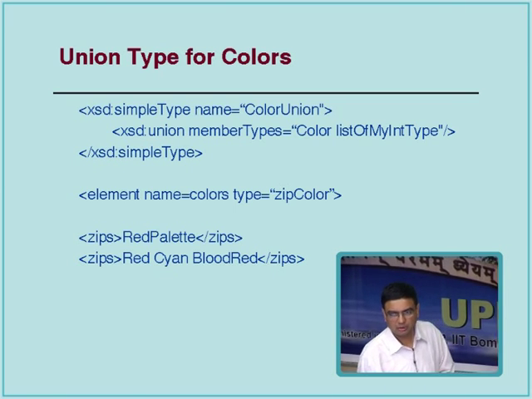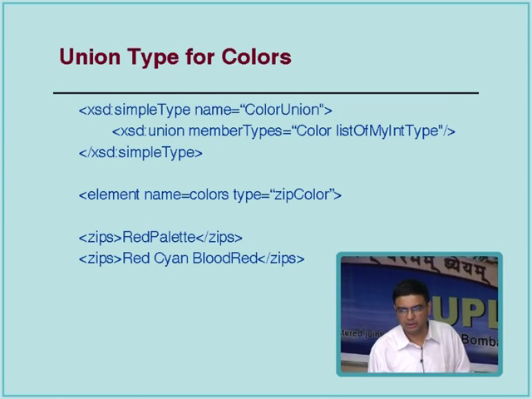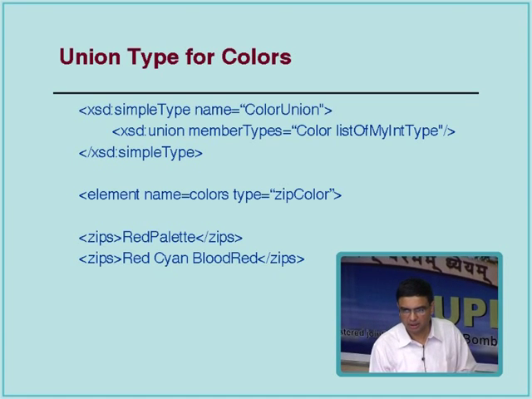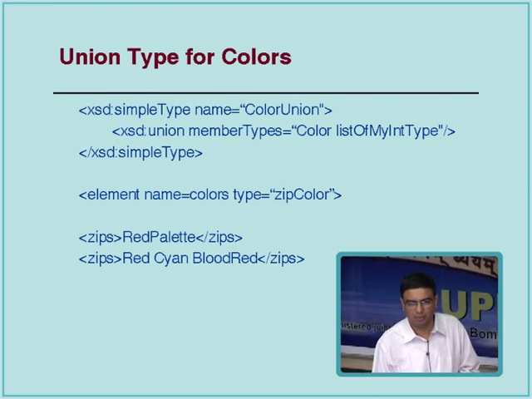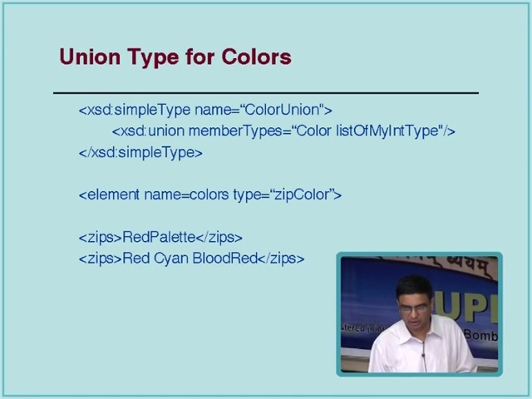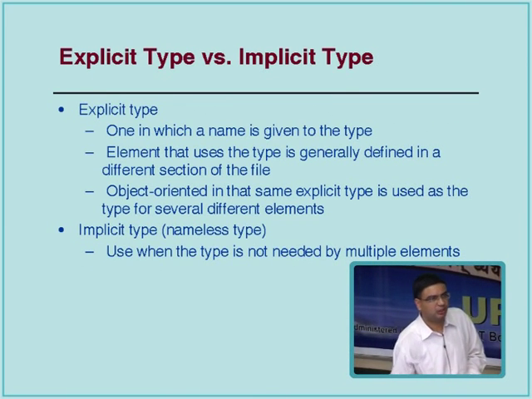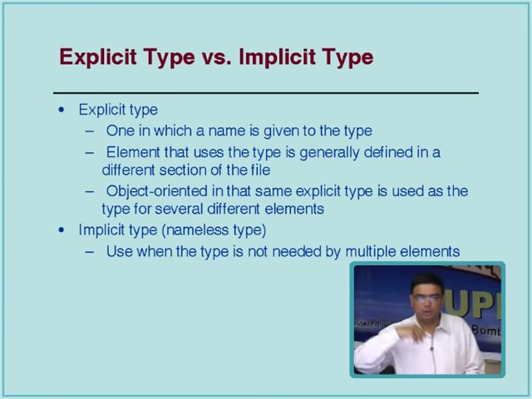So here is an example of a color union, but the color union actually either has color or it has something random, list of my int type. In this case, it is random. So it can either be color or it can be list of my int type. It can't be both. So you can't have an XML tag which contains both a list of my integers as well as color. It turns out that this example is not fully right, because list of my int type should have numbers between 10,000 and 99,999. Anyway.